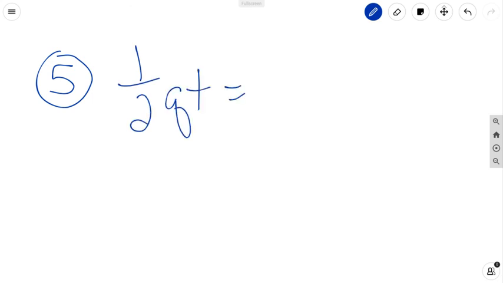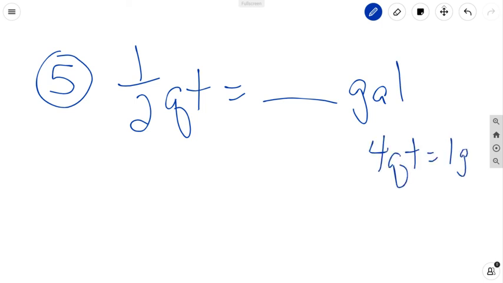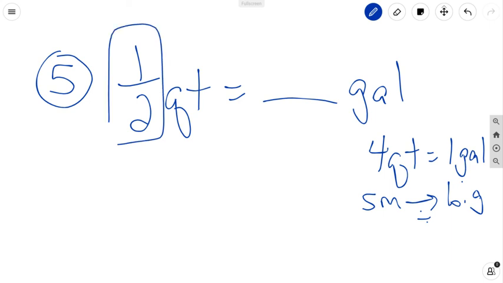Okay, let's try another. A little bit harder this time. 1/2 quart equals how many gallons? Well, I know that there are 4 quarts in 1 gallon, and we're going from a small unit to a big unit, which means we are going to divide. Now, it's important just to write this out. I'm dividing 1/2 by 4, so my equation is 1/2 divided by 4.